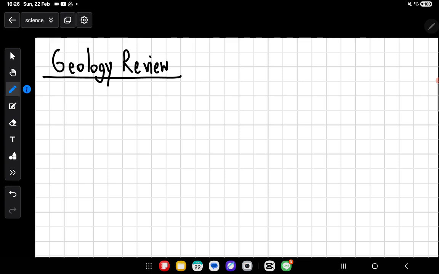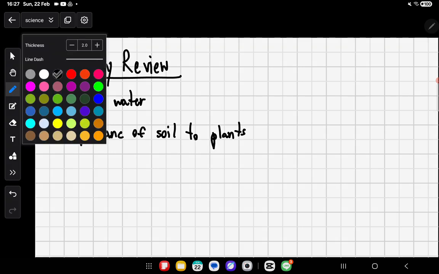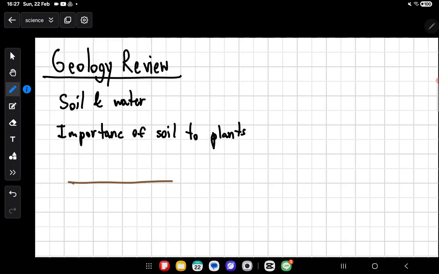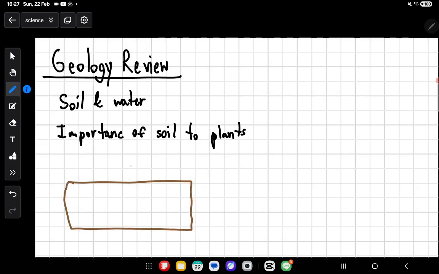First off, we're going to cover soil and water. So our first subtopic will be the importance of soil to plants. So what's the importance of soil to plants? Imagine you have soil here, right? Now, you have a plant. Just gonna draw it like this, right? You got a plant here. That plant is going to grow some roots.